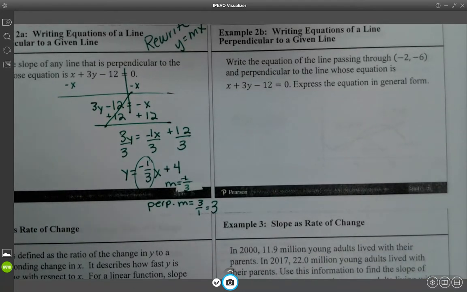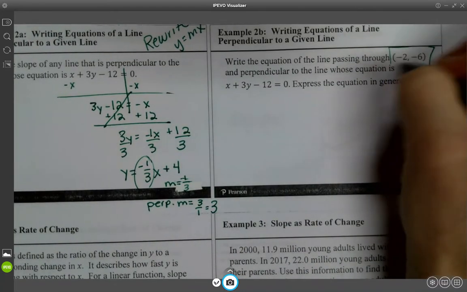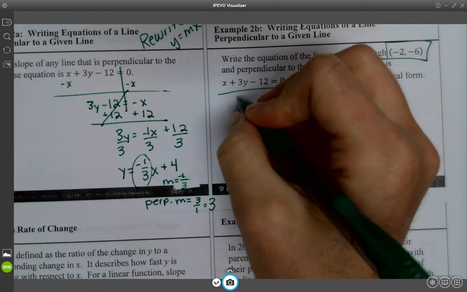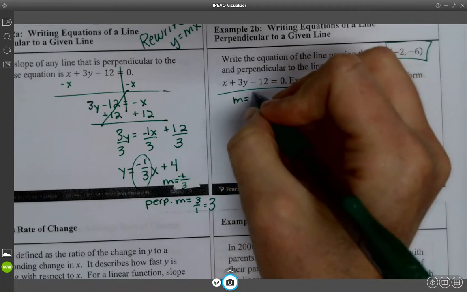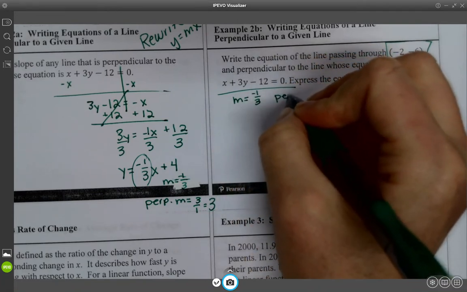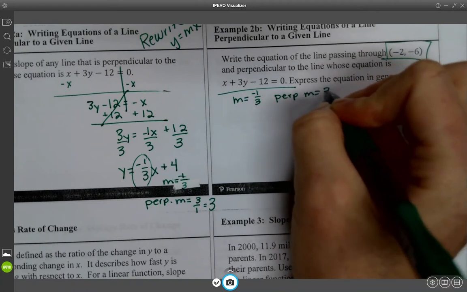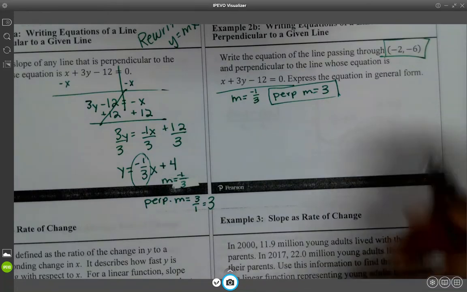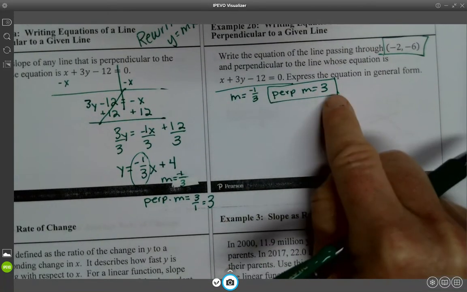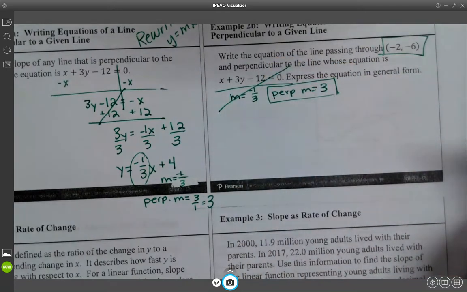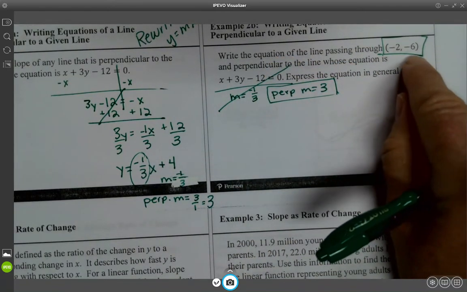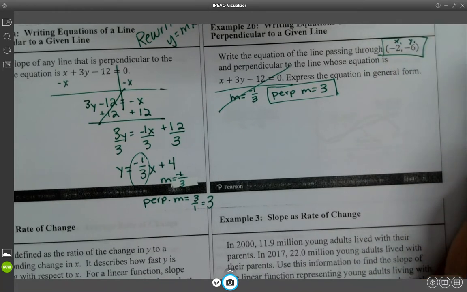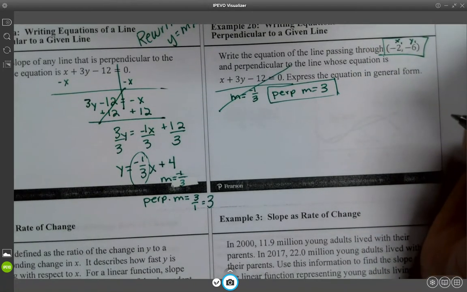Now we are going to write the equation of the line that goes through this point perpendicular to this. We've already found the slope of this. So the perpendicular slope is 3. This is the one we are going to use. Now that we know the slope of our original, we flipped and changed the sign. We don't care about that anymore. We care about this, and we care about this. That's what we are going to use. So x1, y1.